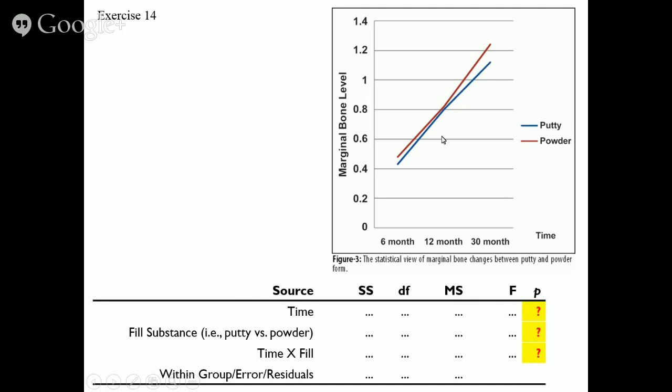Here we probably have an effect of one variable but not the other. So putty versus powder, there's very little difference there. The red line and the blue line are very close together, so maybe there's no effect of fill substance, unless there's a very large sample size or very, very tiny variability in there. But the effect of time is big.